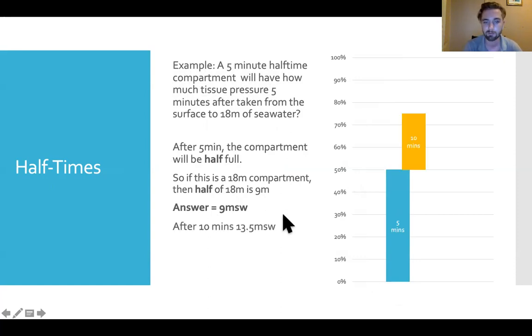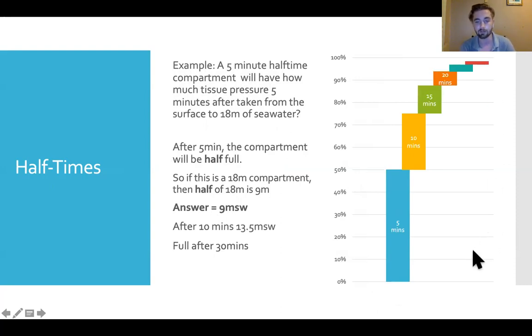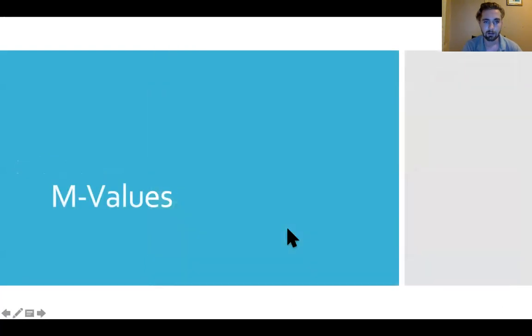After 10 minutes, we'd be at 13.5. That would be 75% of 18. And as we mentioned, after 6 half times, we consider a compartment to be full. So in this case, if it is a 5-minute compartment, 6 times 5 is 30 minutes to fill this compartment.